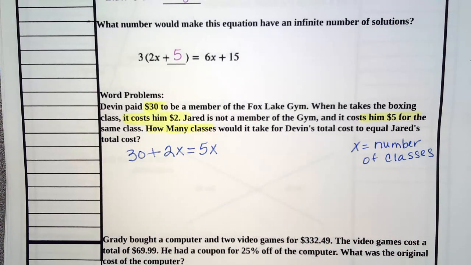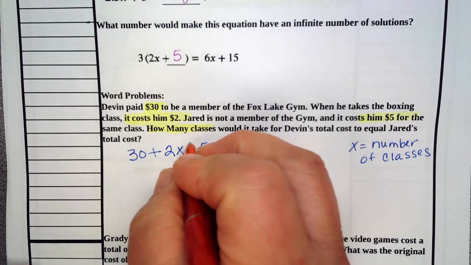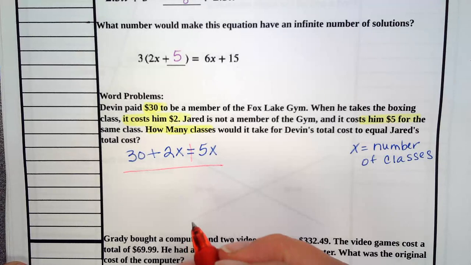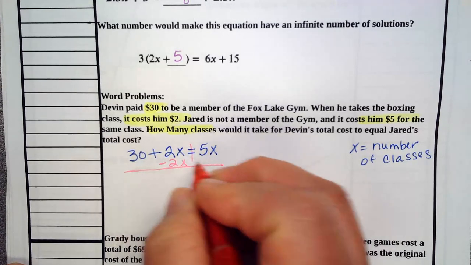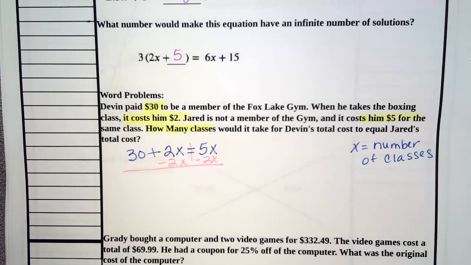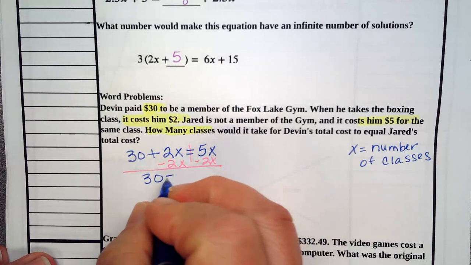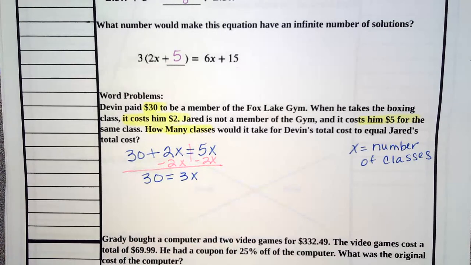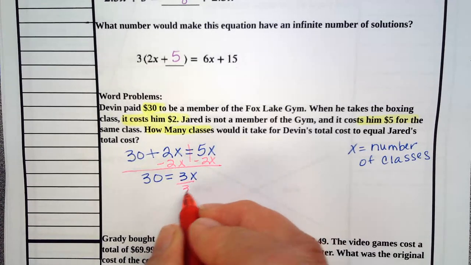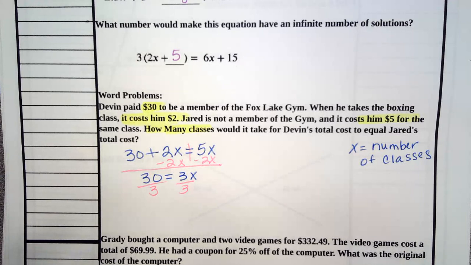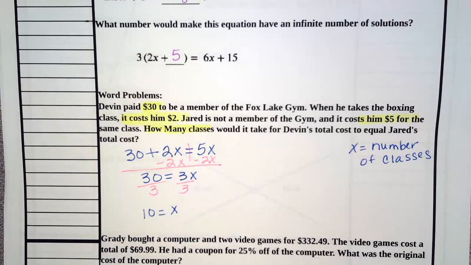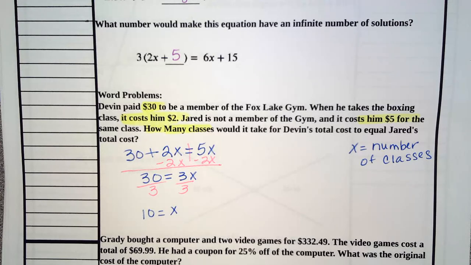Okay, we are ready to solve. I'm going to move my variable to the other side, so I will subtract 2x. $30 is equal to 3x. Divide both sides by 3, and 10 is equal to x. What does that 10 mean, though? Remember, word problems should be answered with a statement. How many classes would it take for Devin's total cost to equal Jared's total cost? It would take 10 classes before their total costs were the same.